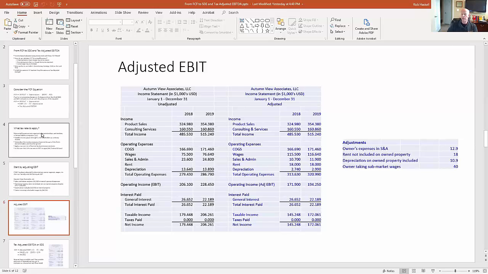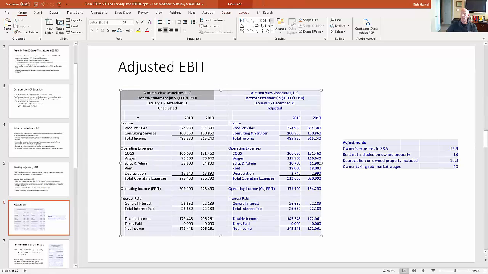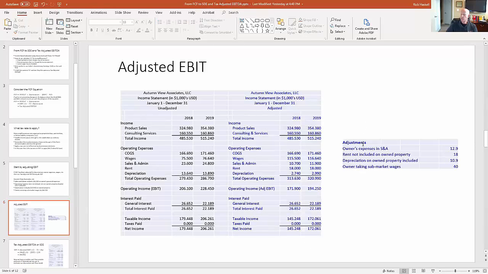So what I'm showing you here is a pre-adjustment income statement for Autumn View. It's in the black font, and then an adjusted income statement for Autumn View in the blue font. And I'm showing you here on the right some of the adjustments that we made. So let's see how these affect us.